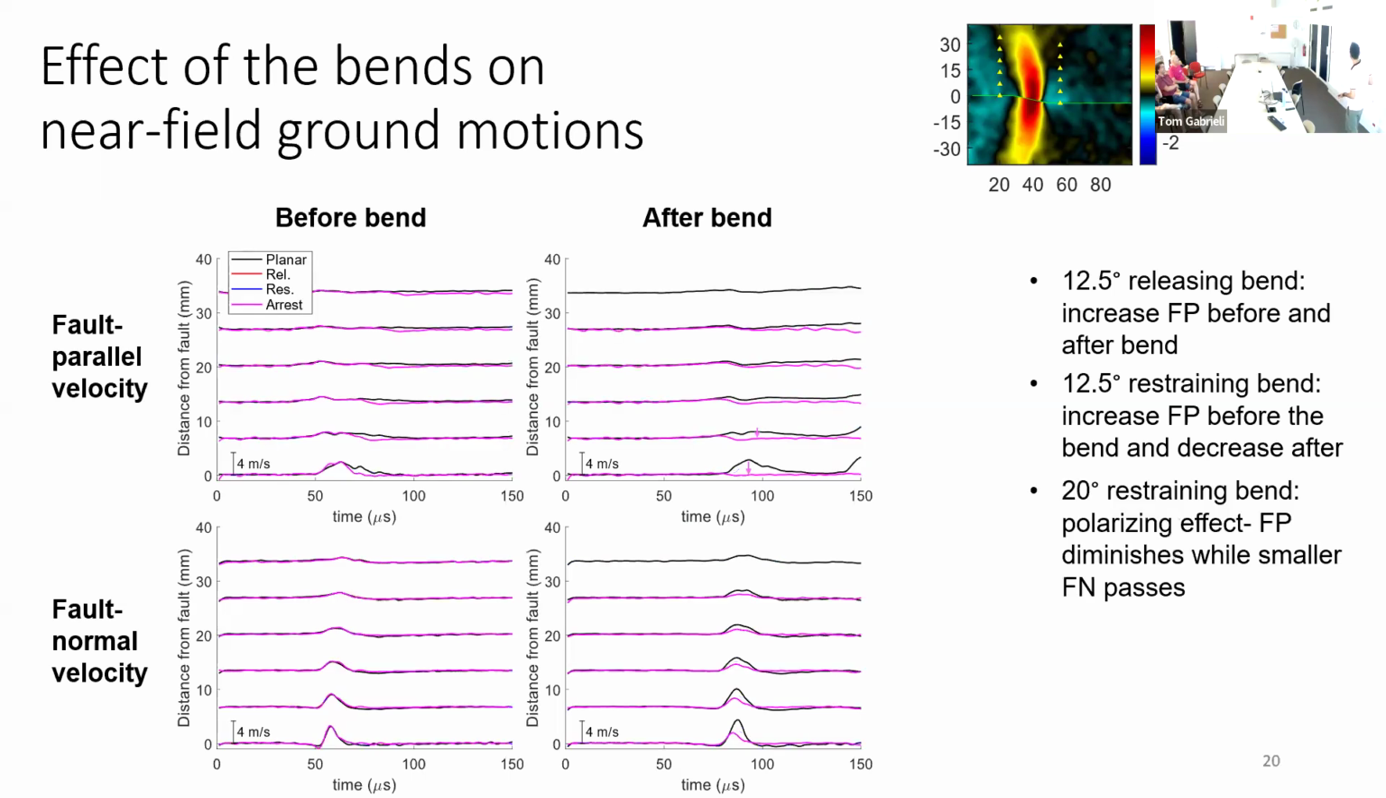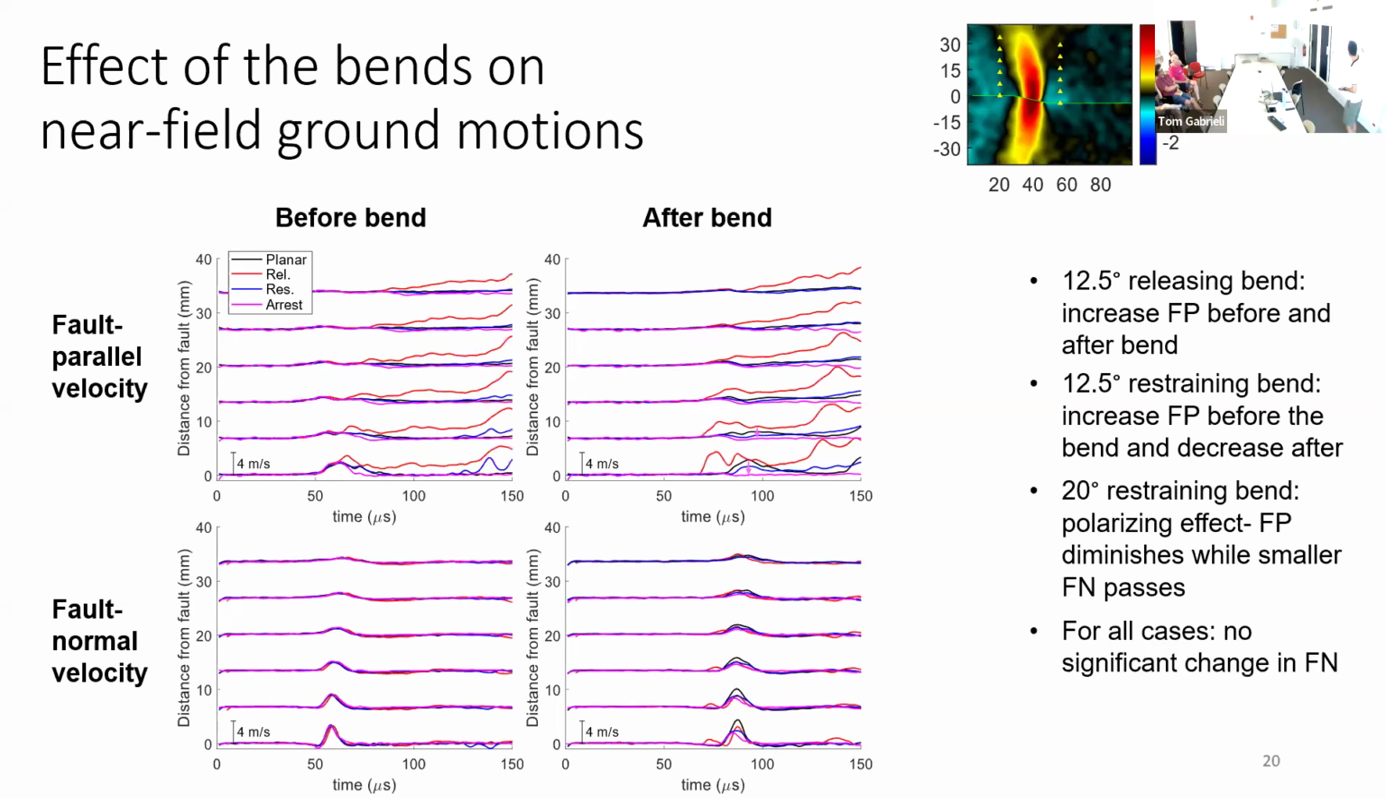And for a 20 degrees restraining band, we see the polarization effect. So before the band, the rupture is very similar to the planar interface, but after it, there is no slip velocity, or no fault parallel velocity, so it was arrested. But in the fault normal velocity, we can see the rupture pass very smoothly, but it did decrease by about 50%, but it didn't stop. So it's the polarization effect that I talked about before.